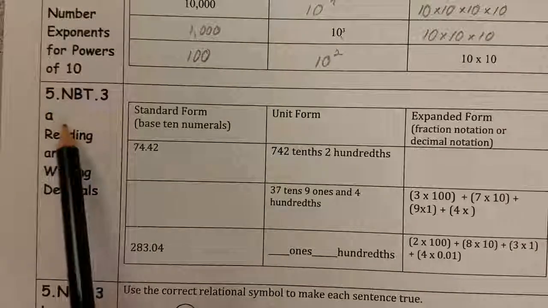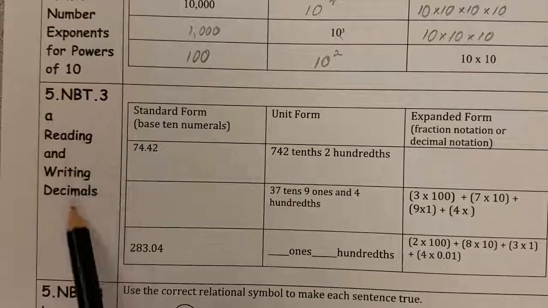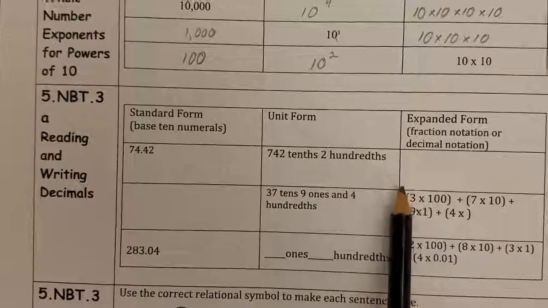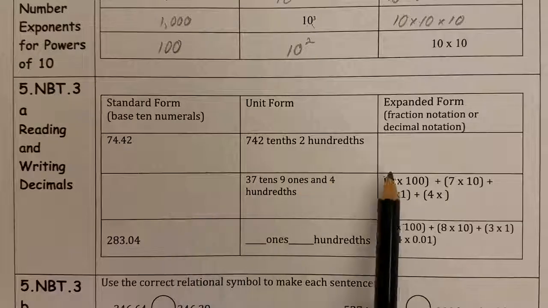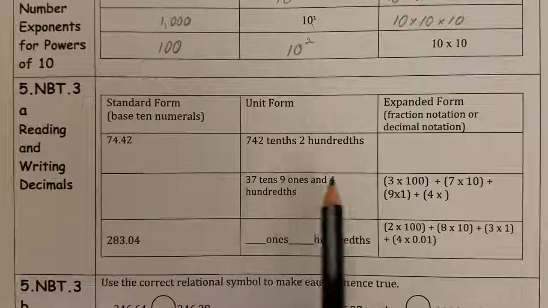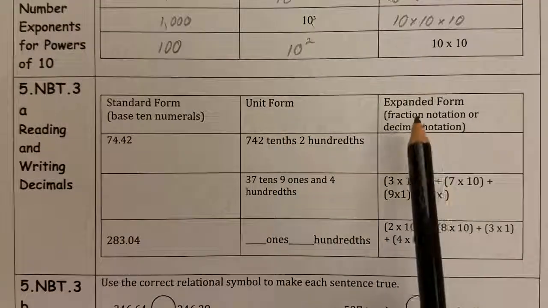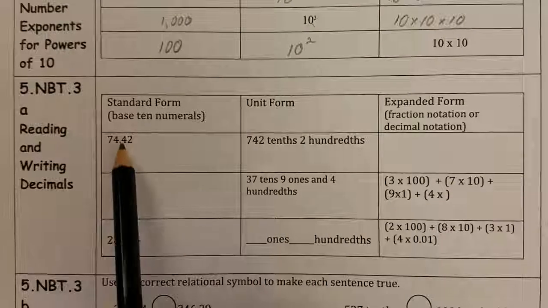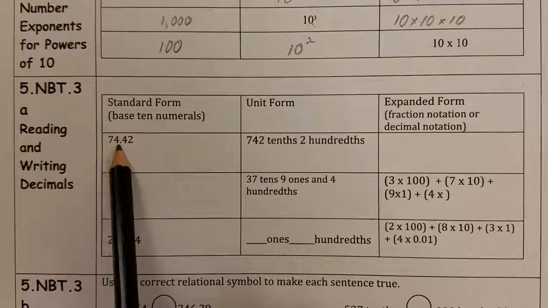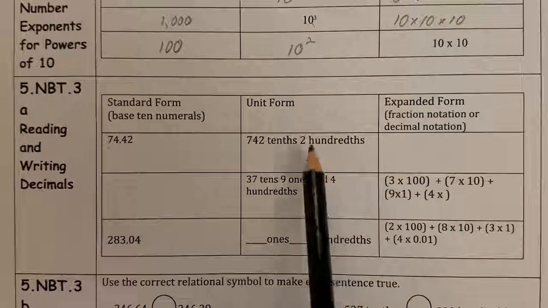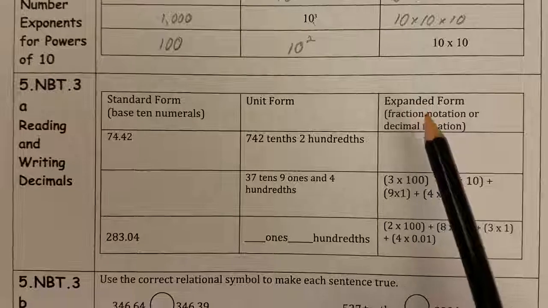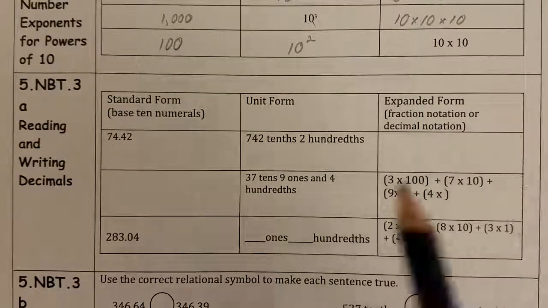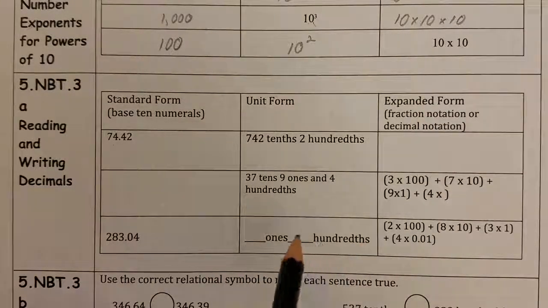5 NBT 3A, reading and writing decimals. So now I'm doing a similar thing. In this case, I only have one blank for each line, but we're looking at standard form, unit form, and expanded form. Okay, so I have the number 74 and 42 hundredths. Now here's the unit form they chose. Remember, there are many different unit forms. Now expanded form. So basically for expanded form, what I'm going to do is just write the value for every single place value.